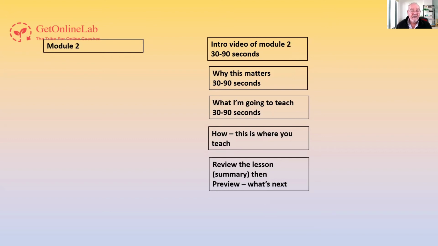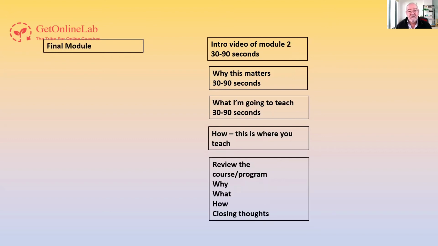And if we jump ahead to the final module, so your video course could have 6, 8 or 10 modules, but the final module, we've got a bit of a typo there, you're going to review the previous module. So the second last module, why this matters, same thing. What I'm going to teach, again, 30 to 90 seconds. This is what I'm going to teach you. And then for the final module, you do a much more in-depth review.